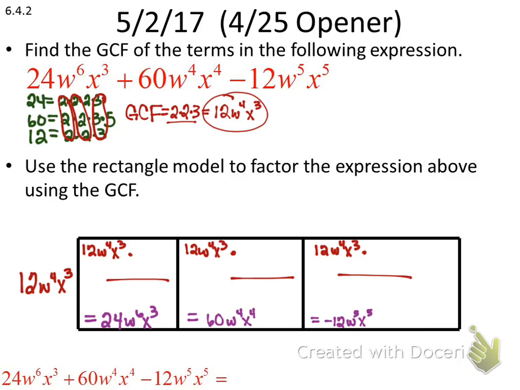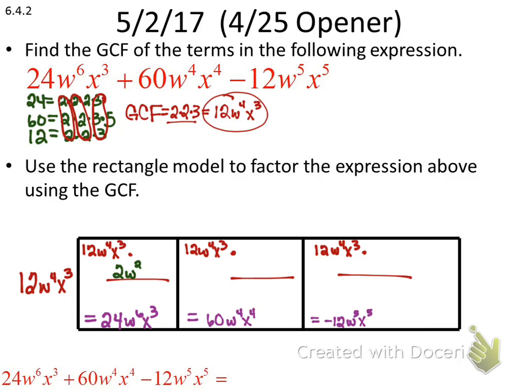Now remember, I showed you guys a shortcut yesterday. So find your area. What number did I not circle? 2. So 12 times 2 will get me to 24. And now I just need to determine my variables. So I have w to the 4th here, w to the 6th here. So I go from 4 to 6. How many more w's do I need? 2. So I need 2 more.